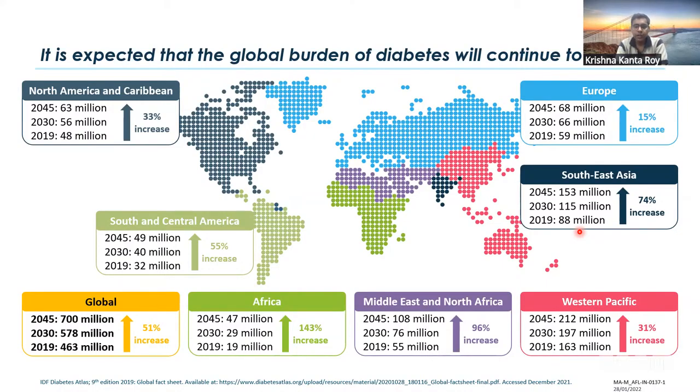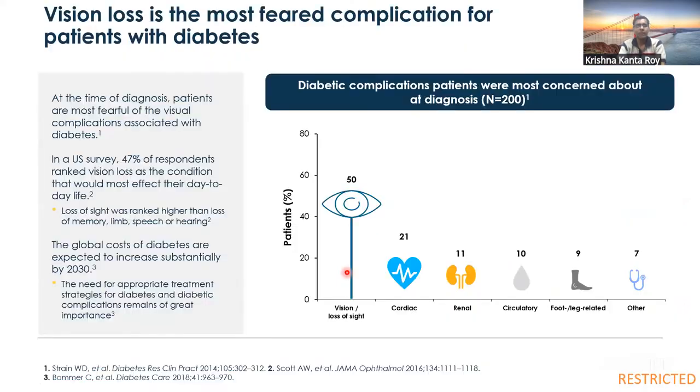Throughout the world the number is increasing, but Southeast Asia and Africa are affected much more. So we can assume that in our country, which we call the capital of diabetes, diabetes related complications are much more because of poorly controlled diabetes. There are multiple diabetic complications: vision related, cardiac, renal, circulatory, or foot ulcer and all.